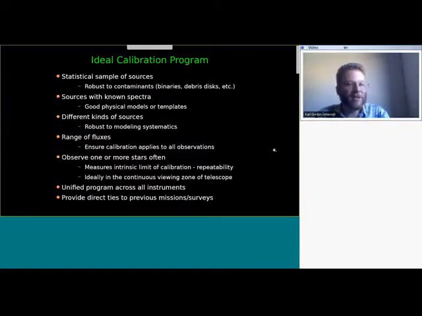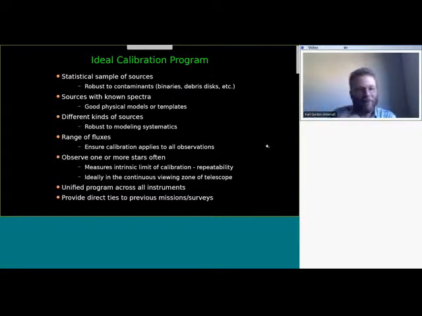This illustrates one of the things about calibration, which is that the ideal calibration source is the most boring star or object that you can find, i.e. one that you really do understand very well from physics. You can model it well. You're not going to learn new physics or new astronomy from these sources. They really are as boring as possible. So these are sources with known spectra, with good physical models or templates.